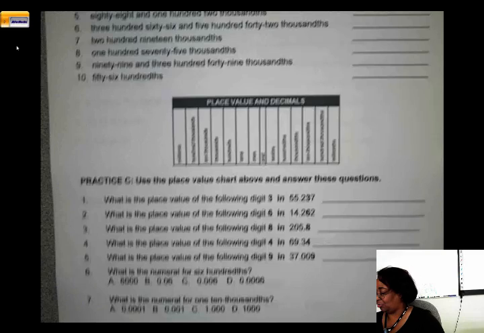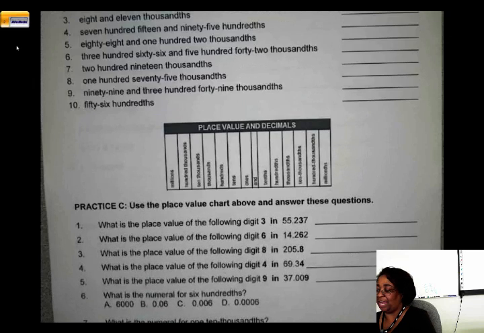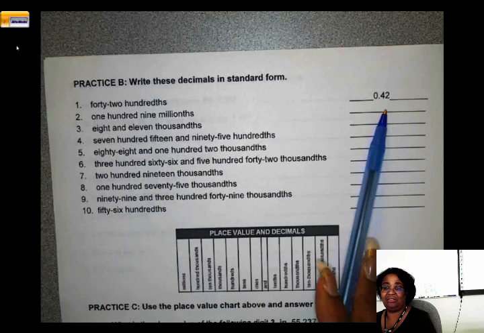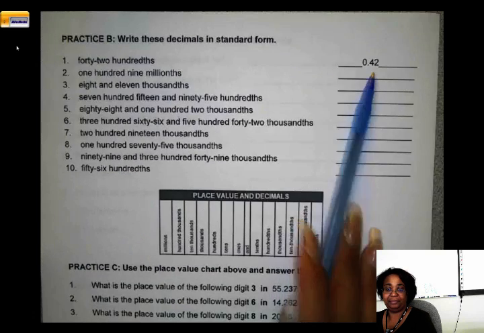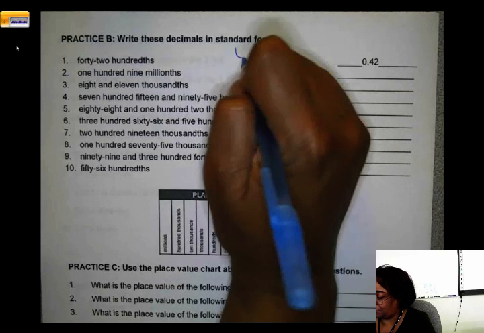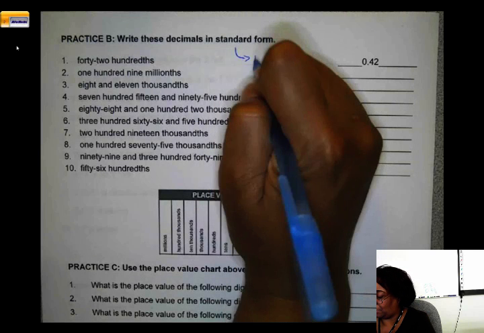Okay, on page 3, at the top, you're going to write the numbers that are in words. You're going to put them in standard form, our standard number form. So when you see standard form, you want to always remember that's the number.